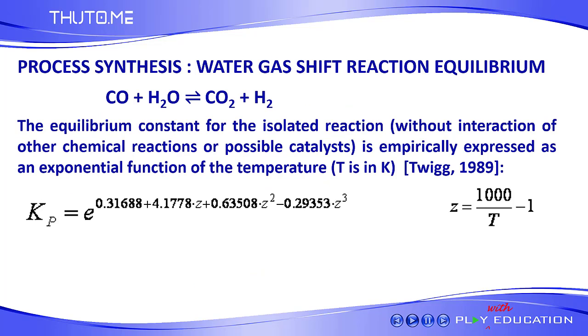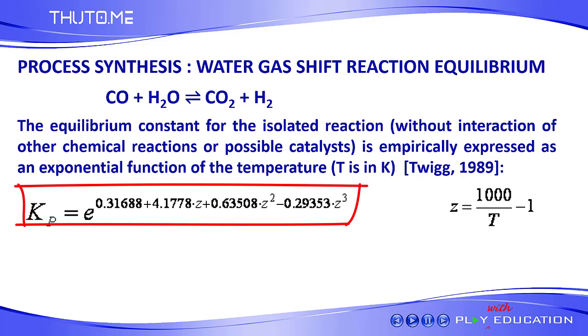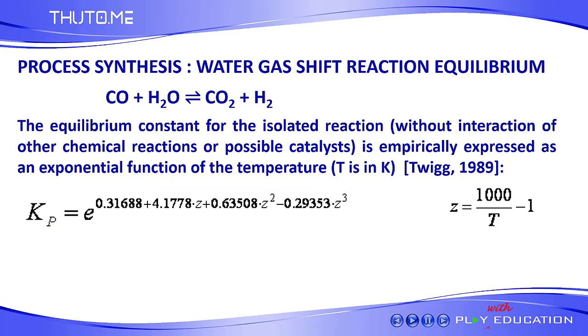Okay, the equilibrium constant for the isolated reaction of water gas shift, meaning that if it occurs alone without the interaction of other reactions, can be empirically expressed by Twigg in that catalyst book, which was published in 1989, as the following expression, where it's basically an exponential function of temperature. Here we are using Z, but Z basically is a function of temperature.